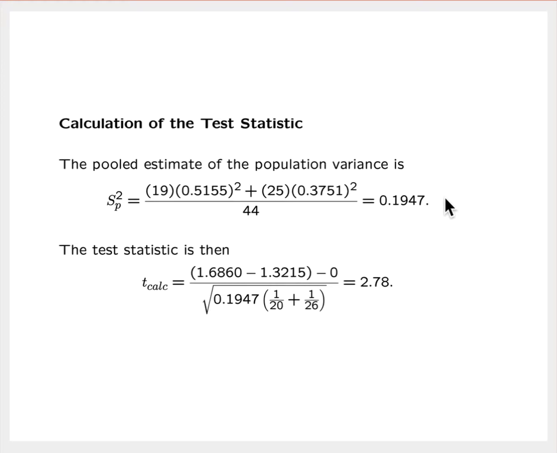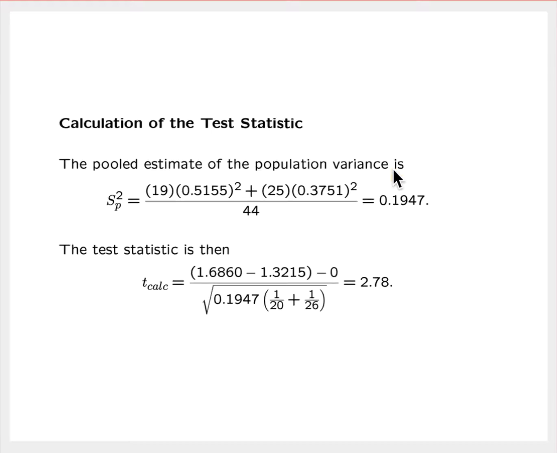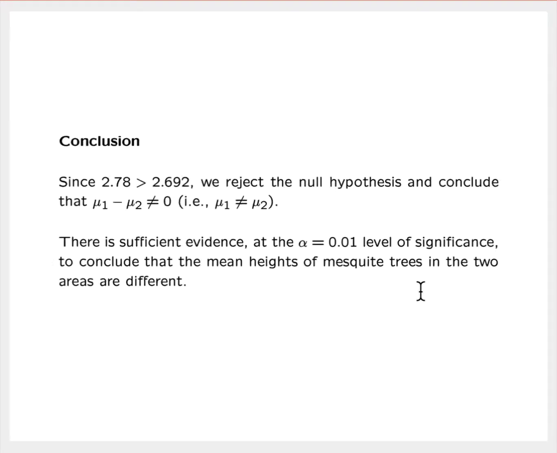And so the pooled sample variance is somewhere between the two sample variances, which it must be the case, because again, the pooled sample variance is a weighted average of the two individual sample variances. So we then plug that 0.1947 into the denominator of the formula, right here, along with the other sample values, and we get a test statistic t-calc of 2.78.